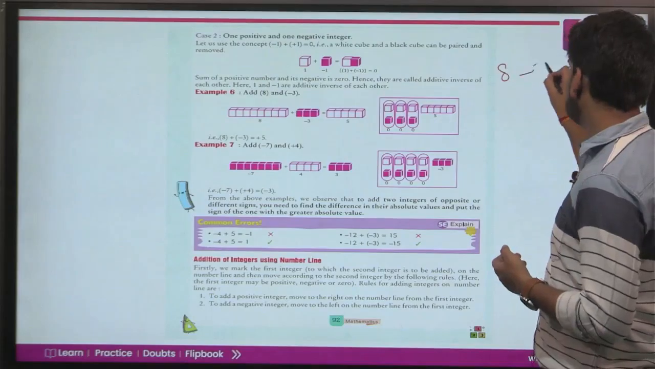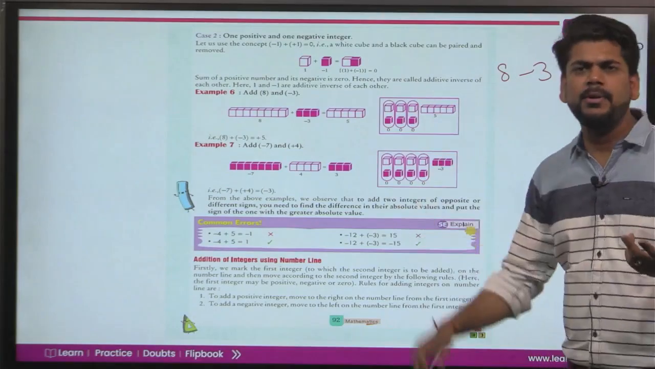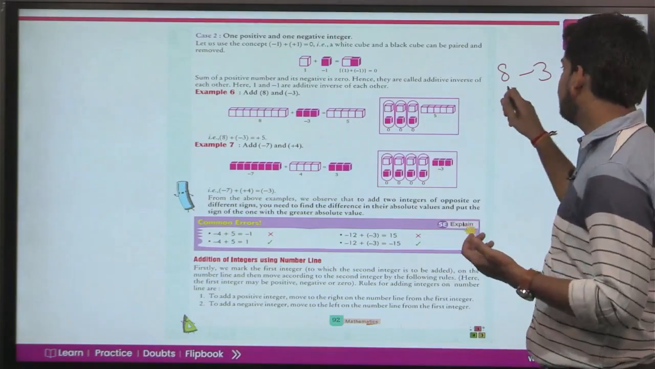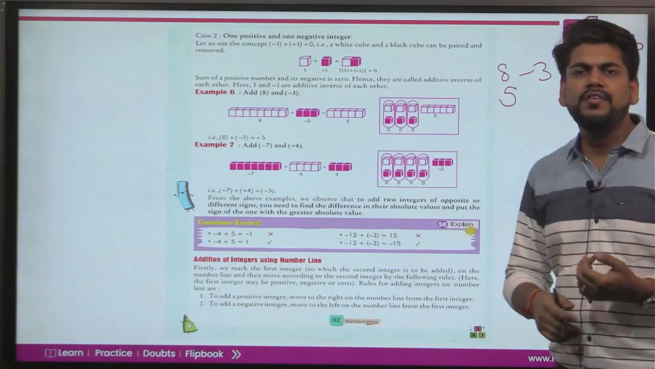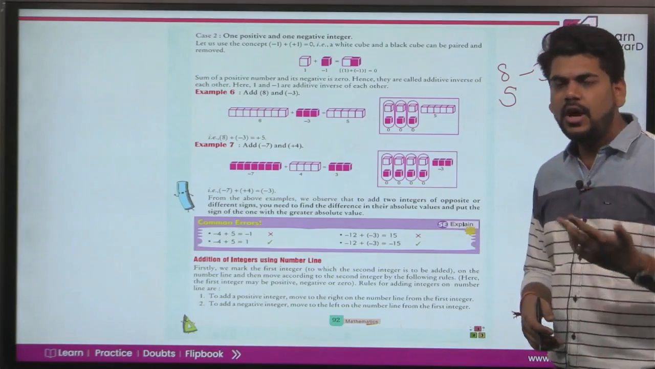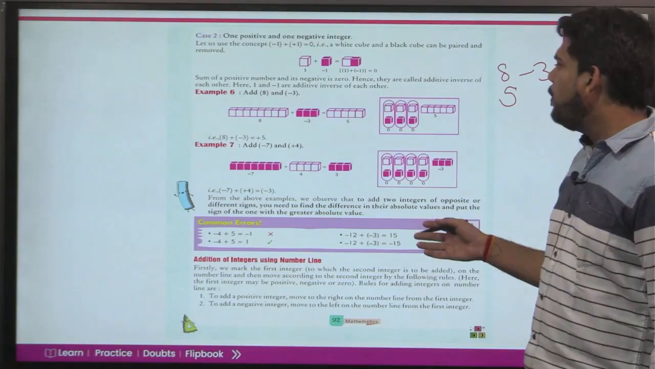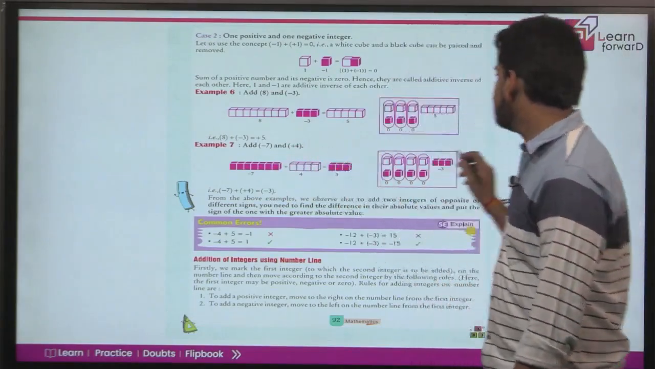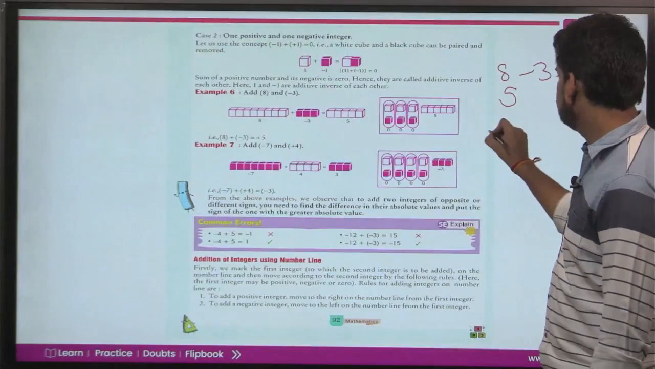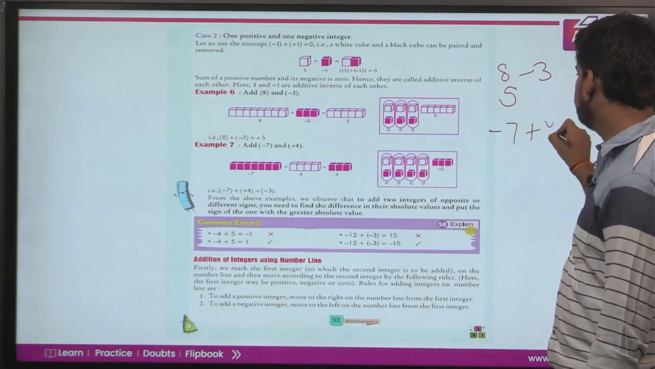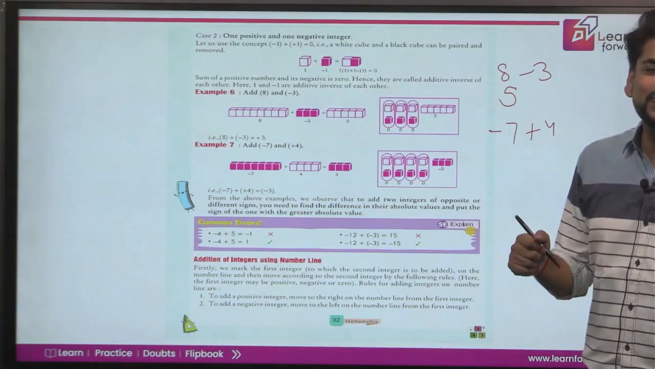Second example, 8 minus 3. I guess you all can do it. It's a simple question. The answer is 5. Let's suppose you have 8 toffees and you gave me 3. How many are you left with? 5. It's a simple question that you already know. But if I say minus 7 plus 4, now we don't know how to solve this.